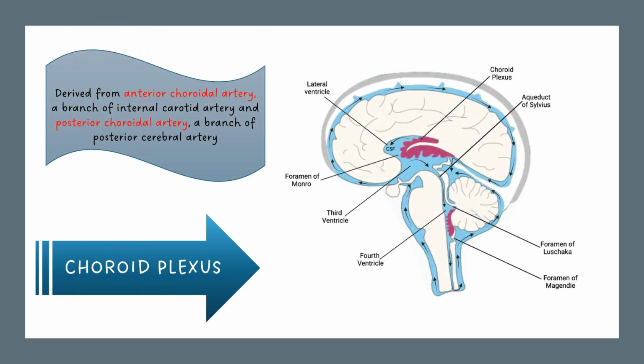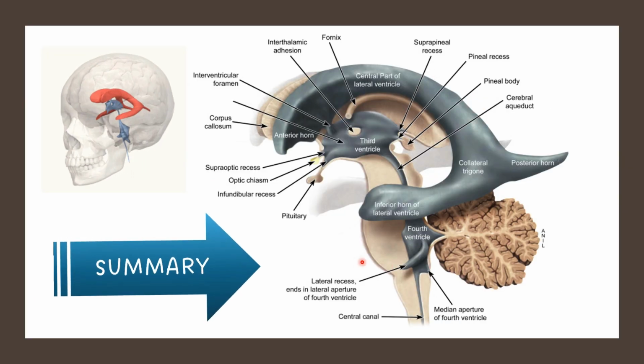The choroid plexus of the lateral ventricle is supplied by the anterior choroidal artery, a branch of the internal carotid artery, and the posterior choroidal artery, which is a branch of the posterior cerebral artery.